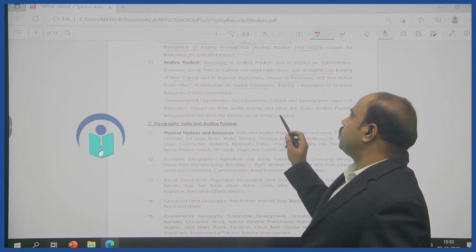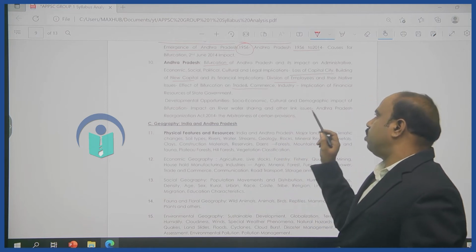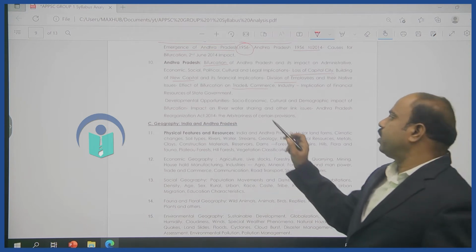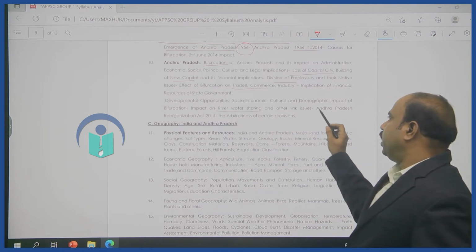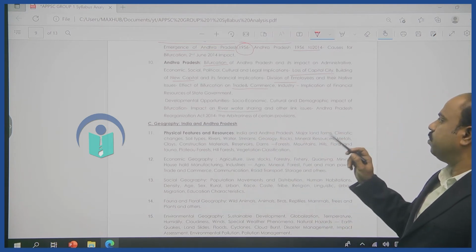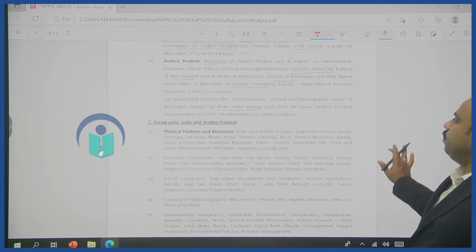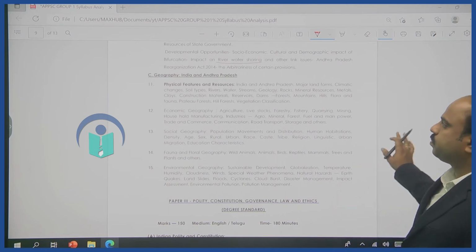Next, developmental opportunities, that is economic, socio-economic, cultural and demographic impact of bifurcation, impact on river water sharing and other linked issues, Andhra Pradesh Reorganisation Act 2014, arbitrariness of certain provisions.